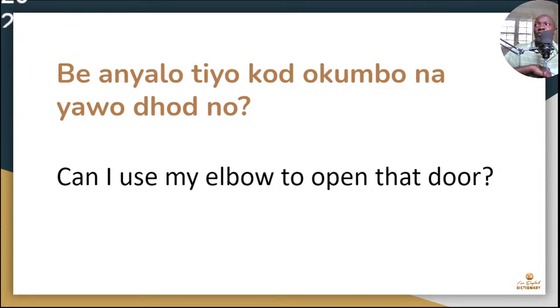That is when you shove, like if you shove your elbow to open a door like this. You're asking, can I? Boom. Can I hit it with my elbow? Be anyalo tiyo go okumbo na yawo dhodno. Then you do that. Okay? Good.